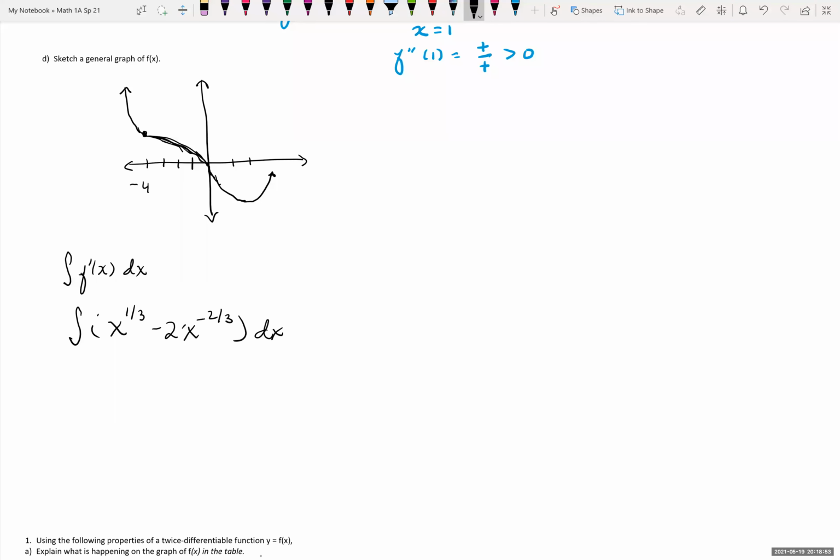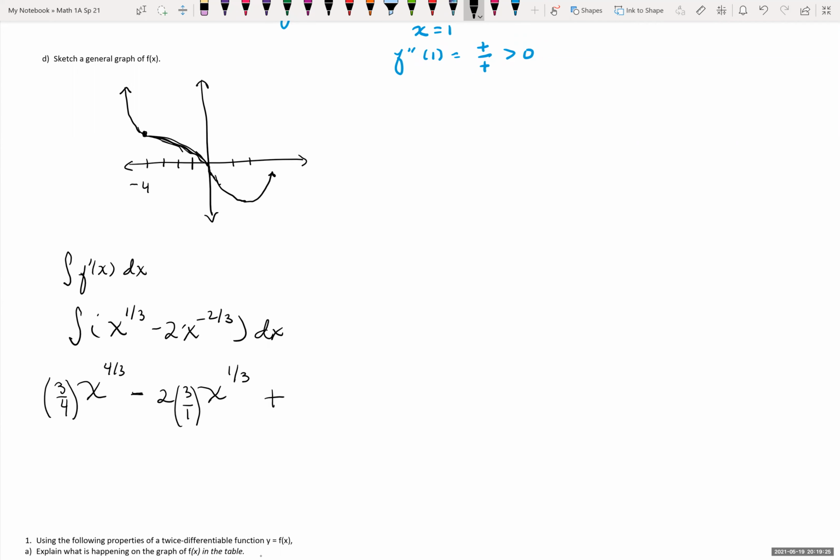Okay, so antiderivatives. Add 1 to the exponent and divide by the new exponent. So 1/3 plus 3/3 is 4/3. Dividing by our new exponent, 4/3 is the same thing as multiplying by 3/4. Minus 2. Add 1 to our exponent, so -2/3 plus 3/3 is 1/3. And multiply by the reciprocal of that new exponent, which is 3/1.